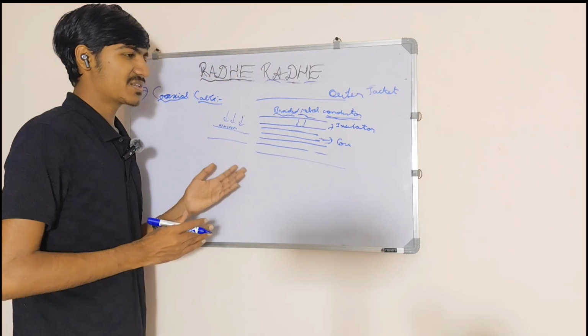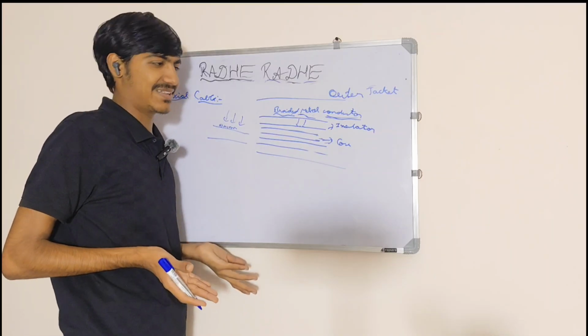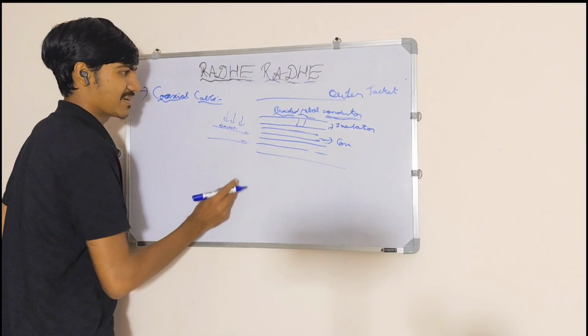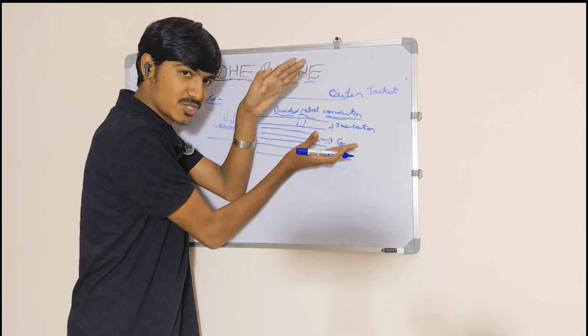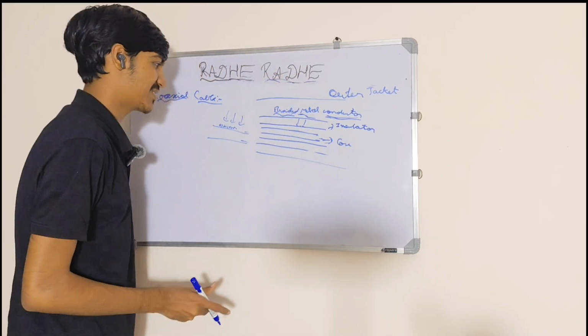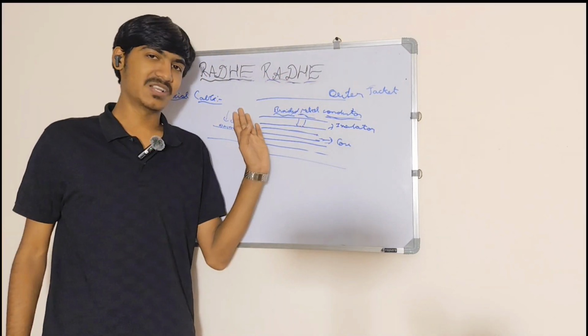And disadvantage, you can write, costly. That's it. Because two huge metals, they are a bit costly. And that finishes this one.